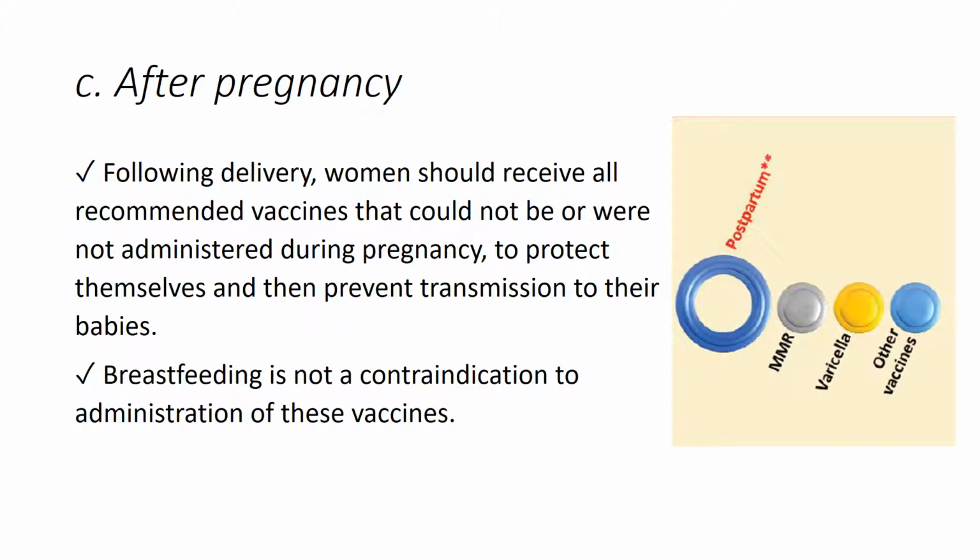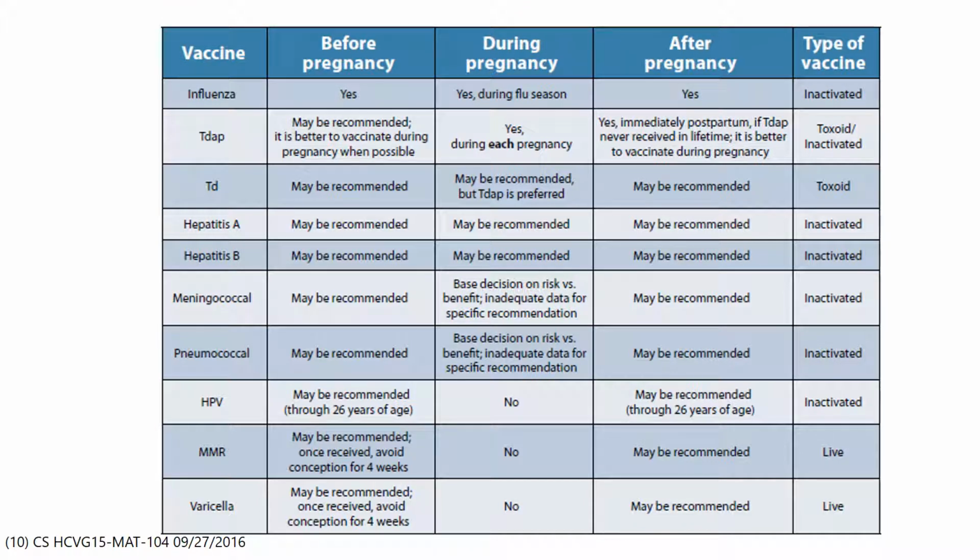Finally, you also have vaccination after pregnancy. Following delivery, women should receive all the recommended vaccines that could not be or were not administered during pregnancy, like MMR or varicella, to protect themselves and then prevent transmission to their babies. Both inactivated and live vaccines may be administered. Breastfeeding is not a contraindication to administration of these vaccines. Here is a complete list of vaccines and their use. Some vaccines that were not mentioned previously and of great importance are here, like meningococcal or pneumococcal vaccine.